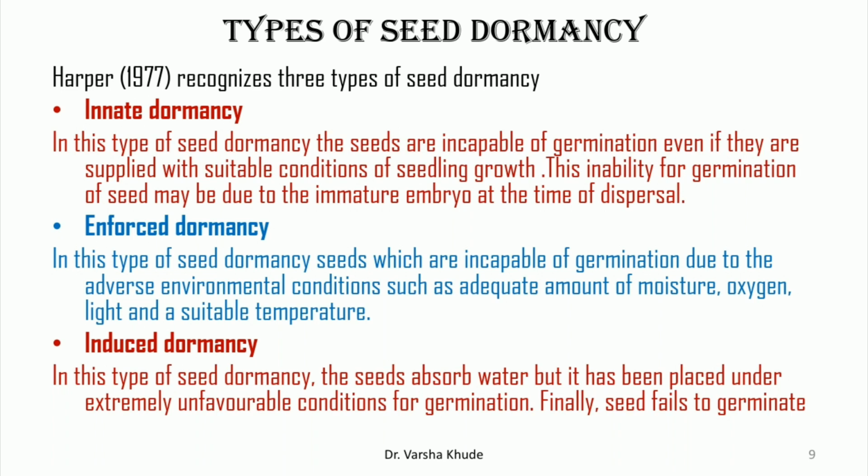Polygonum persicaria exhibits all three types of dormancy in the field. During its first year after dispersal, the seeds which are shed in autumn have an innate dormancy due to immature embryo. Seeds require an after ripening period. This innate dormancy prevents seed germination immediately.